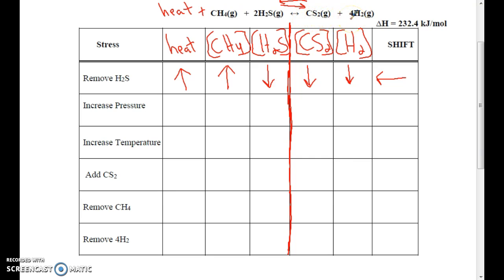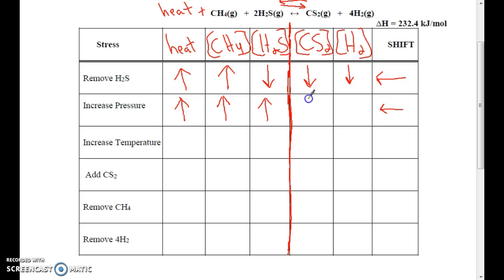When you increase the pressure, it's like saying you caused more collisions to happen. The reaction is going to try to minimize that disturbance, so it's going to shift to the side that would have fewer collisions. 3 moles of gas will collide less with the walls of the container than 5 moles of gas will. So when you increase the pressure and cause more collisions, it's going to shift to the side that will result in fewer collisions. So it's going to shift to the reactant side, and everything on the reactant side is going to go up.